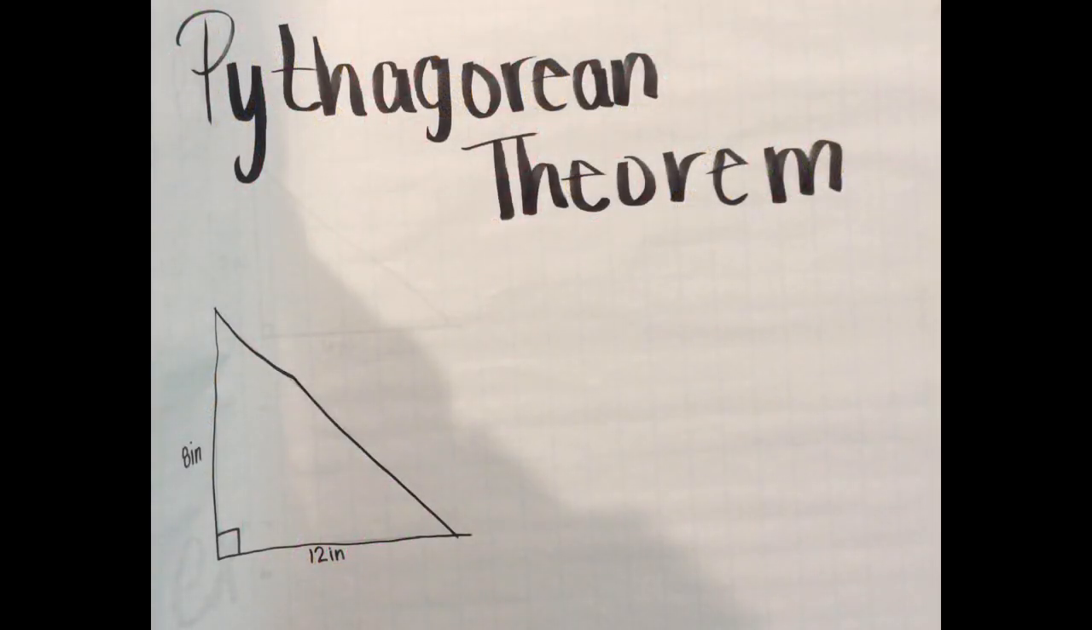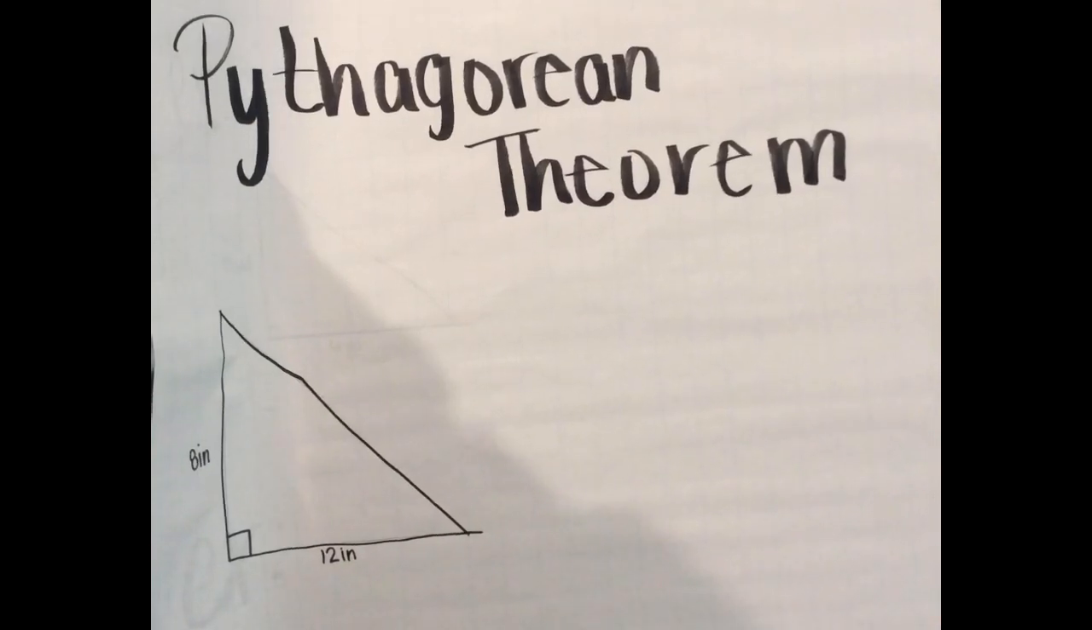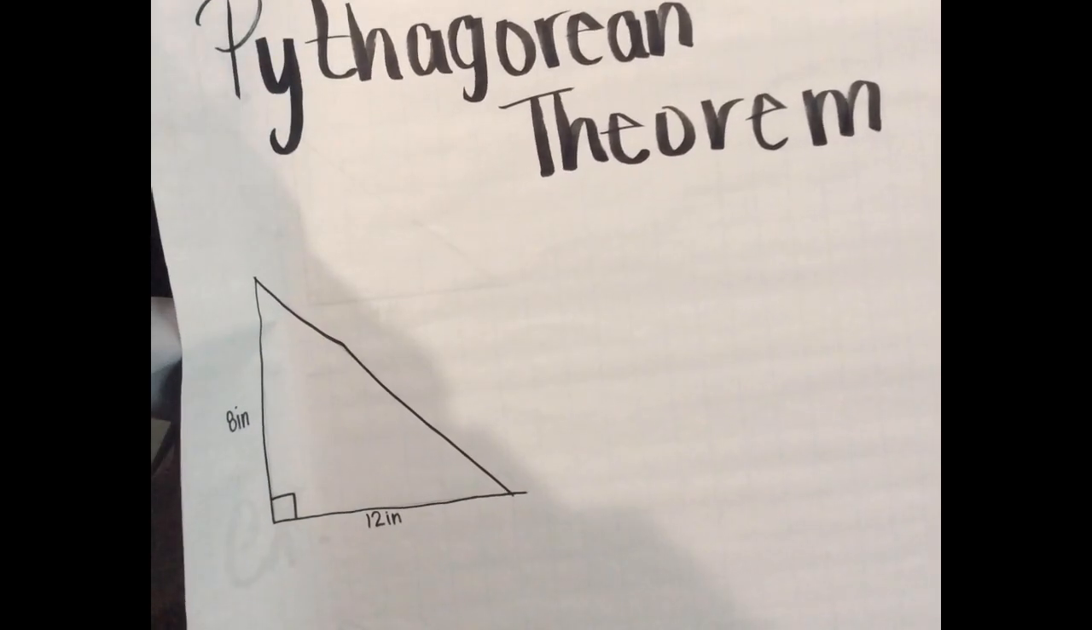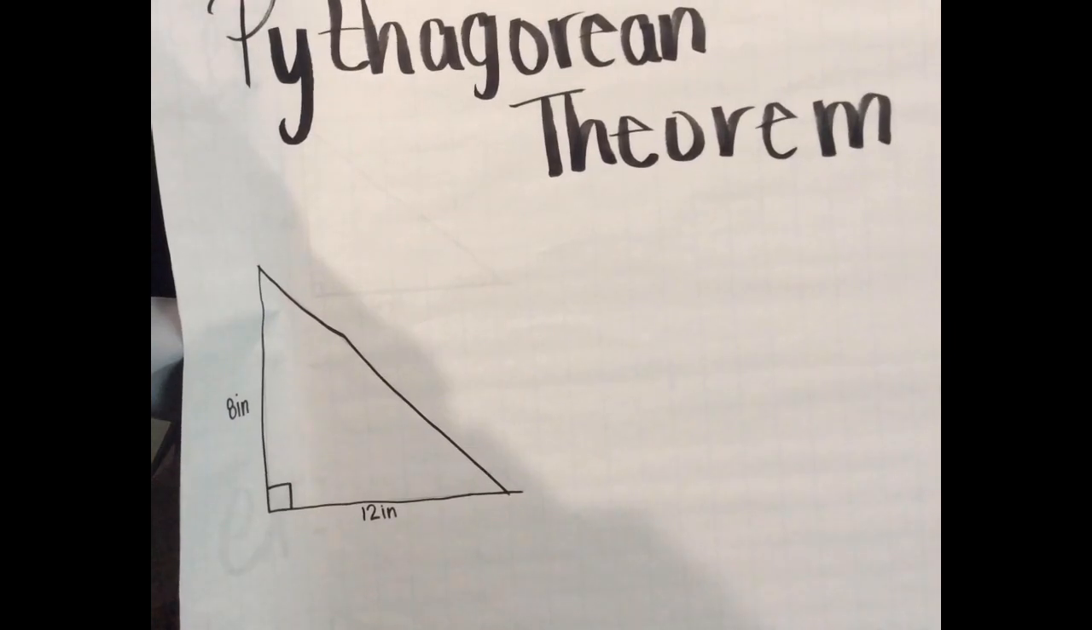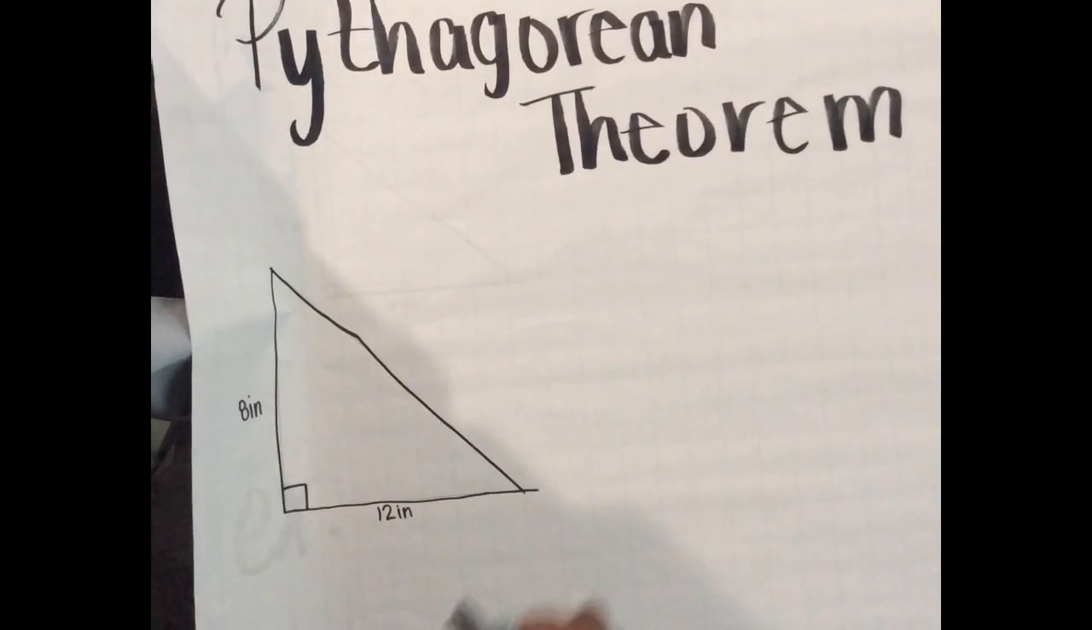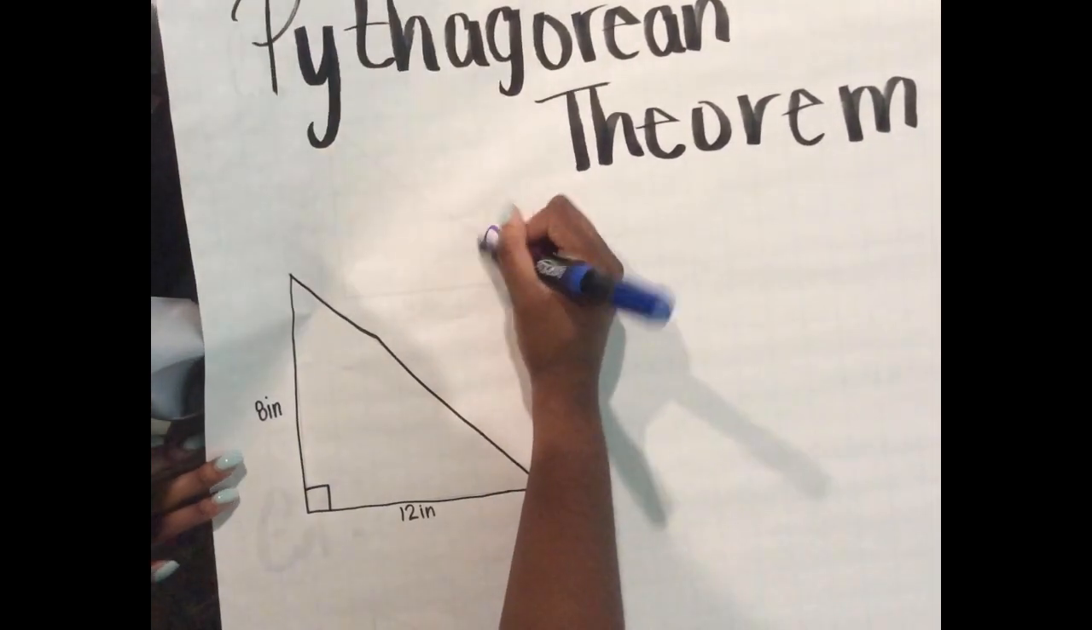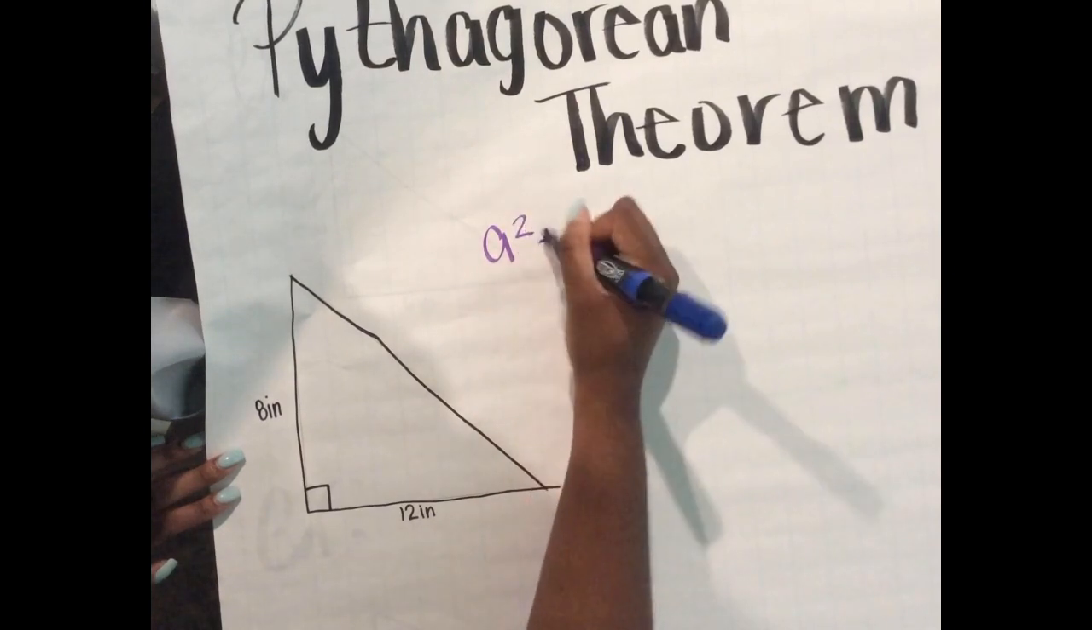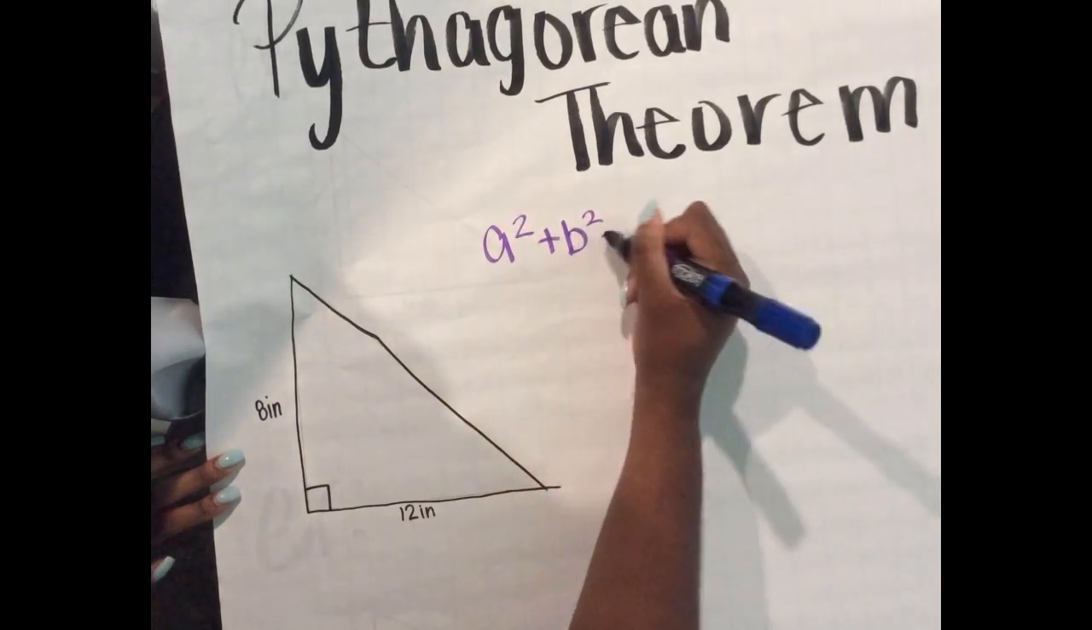Guys, welcome back. So today we're going to be talking about Pythagorean theorem. And if you notice, I have me a right triangle. Okay, so for Pythagorean theorem, we need to write out our formula. Our formula is a squared plus b squared equals c squared.